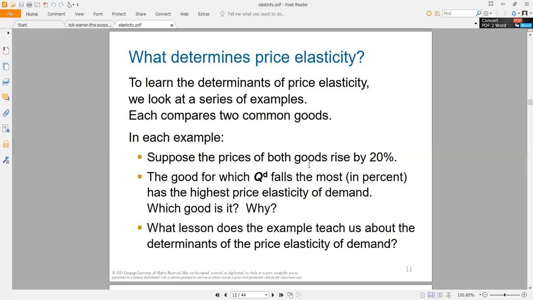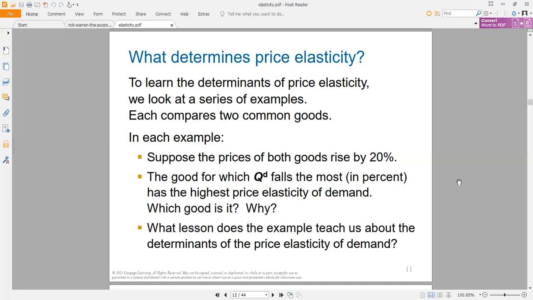So we have two goods. The price of both goods has increased by 20%. So we are comparing two goods. The good whose quantity demanded in percentage terms falls by a wider margin is going to be the good with the highest price elasticity of demand. Then we look at why. Why exactly are we saying that? Then we look at the lesson that those two examples will teach us about the determinants of price elasticity of demand.